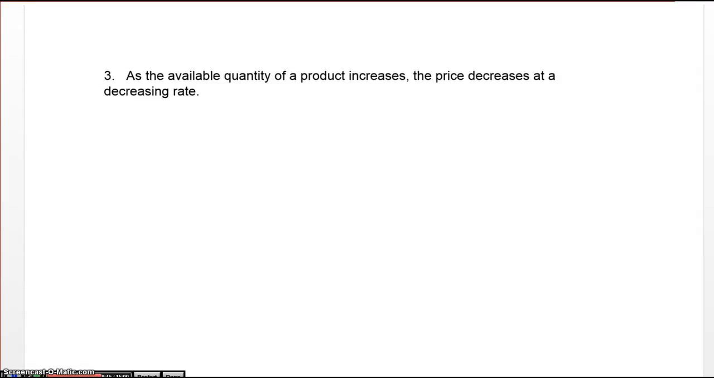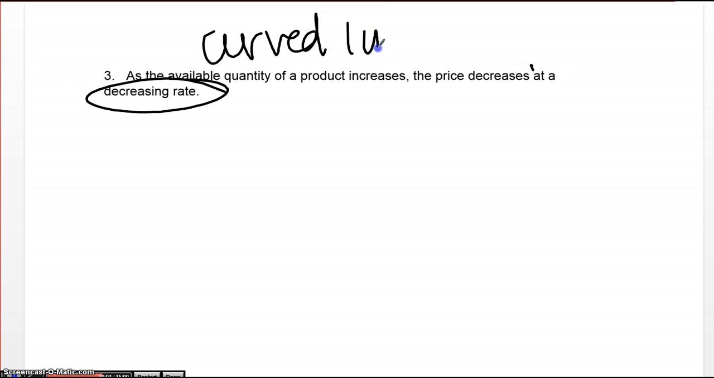Number 3, I want you to pause this. I want you to try it on your own. The key word I'm going to point out to you is that it doesn't tell you that it increases or decreases at a constant rate. So this is a decreasing rate, which means this is going to be a curved line. So pause this, try it on your own, press play when you're ready, and if you need to do some correcting, go ahead and correct it.